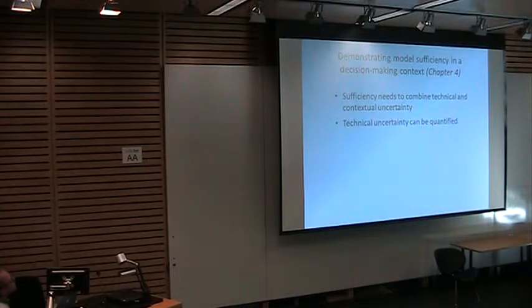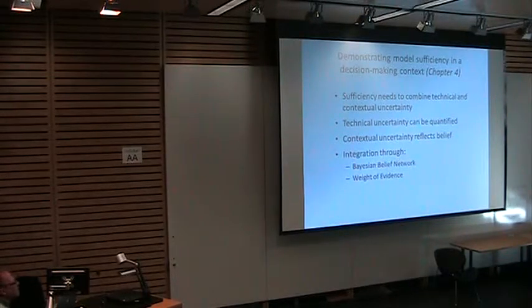And in terms of pulling all this together, I'm looking at ways to combine the technical and the contextual uncertainty, which I haven't said much about. The technical uncertainty can be quantified, as I think I've showed you, with probability distributions. Contextual uncertainty reflects our belief in the system. So this is kind of interesting, because it's how much you believe your assumptions, how much you believe in the model.